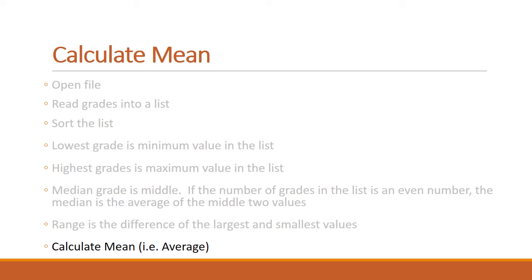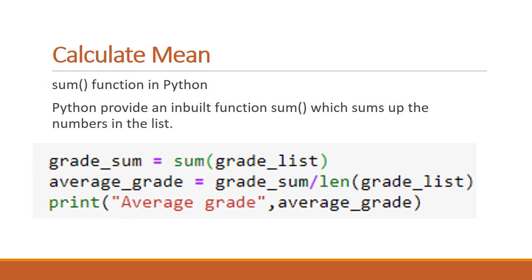Lastly, we want to calculate the mean or the average of the grades. Python provides a built-in sum function that allows us to use a list as a parameter, and it'll return the sum of the values within that list. So in this code segment, we're going to find the sum of the grades in grade list and assign that to our variable grade sum. Then we're going to calculate the average of the grades by dividing the grade sum by the length of the grade list, and that will give us our average grade.